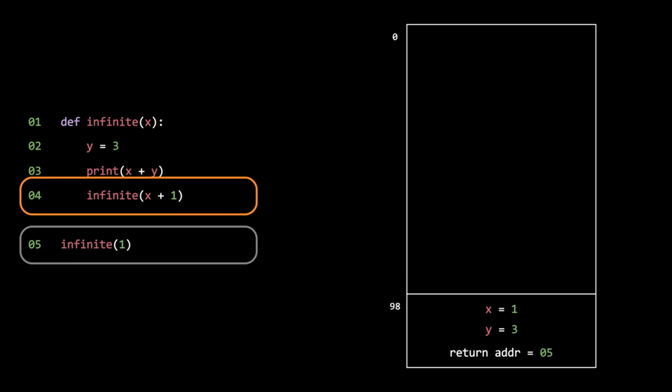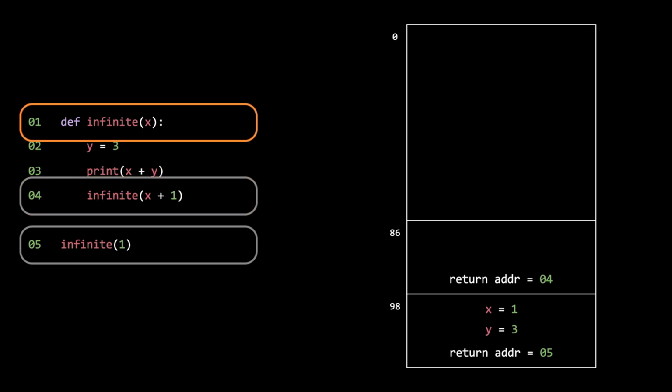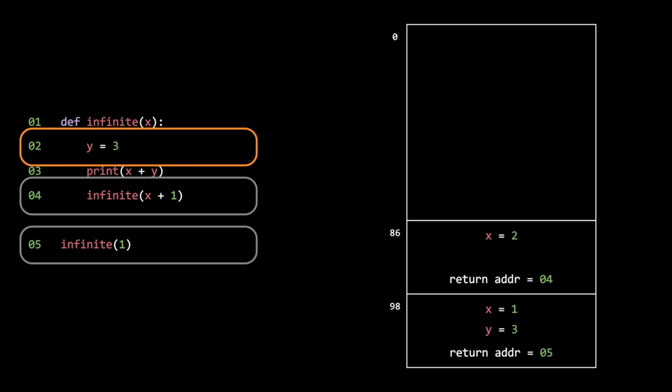And then we're going to call infinite with x plus 1. So now x plus 1 gets copied in for the x value. So we're going to remember that we're going to come back to address 4 eventually. The x value is going to be x plus 1, which is 2 now. Again, we're going to create the y variable, which is going to have the same value, 3. And then we're going to print the sum of these two, which this time is going to be 5.